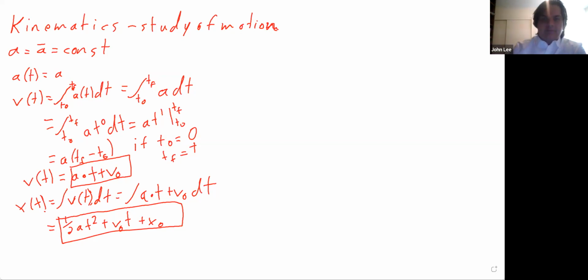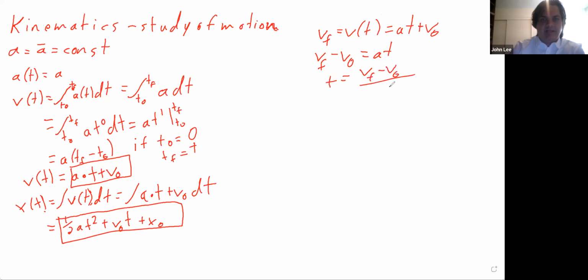So v final equals v of t equals at plus v naught. So v final minus v naught equals at. t is equal to v final minus v naught over a. And that's just coming from here. Then you plug this t into this equation.